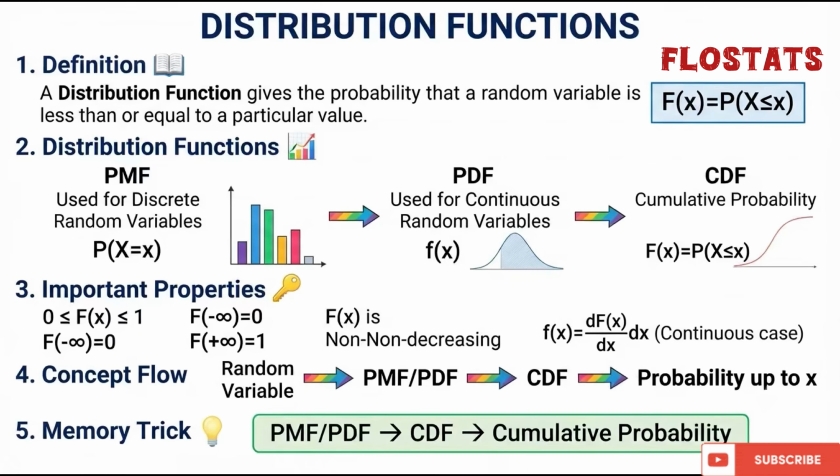Next, distribution function. A distribution function gives the probability that a random variable is less than or equal to a particular value. It is written as F(x) is equal to the probability of X less than or equal to x. The value of a distribution function always lies between 0 and 1. It is a non-decreasing function. The value of the distribution function at -infinity is 0, and at +infinity, it is 1. For continuous random variables, the probability density function is obtained by differentiating the distribution function.